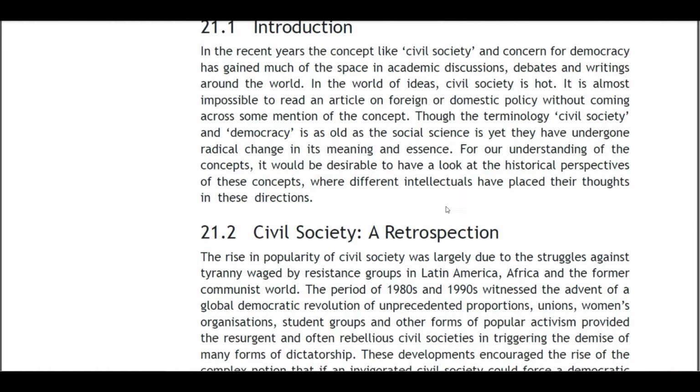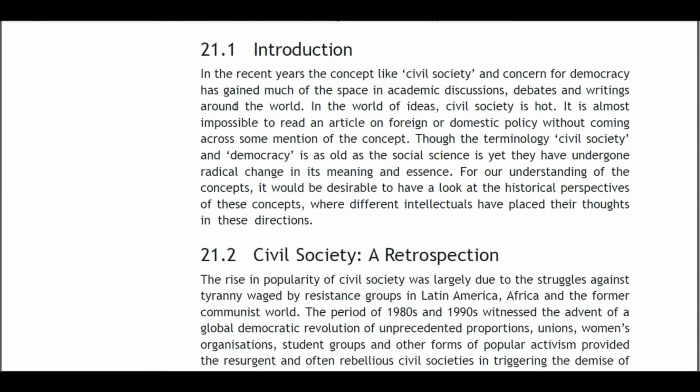21.1 Introduction. In recent years, concepts like civil society and concern for democracy have gained much space in academic discussions, debates, and writings around the world. In the world of ideas, civil society is hot. It is almost impossible to read an article on foreign or domestic policy without coming across some mention of the concept. Though the terms civil society and democracy are as old as social science, they have undergone radical change in their meaning and essence.